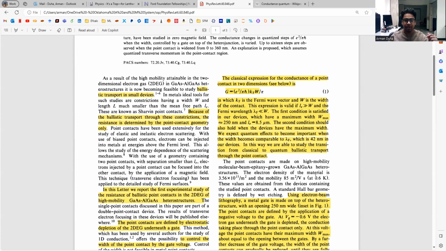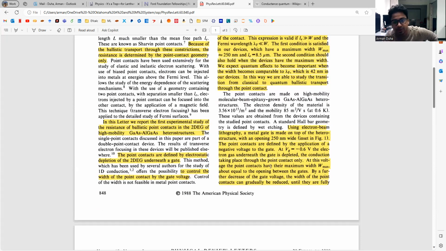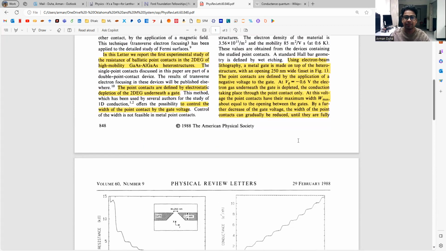We will see that. Now, a little bit about the experimental setup. I'm not going to go into too much detail because I'm not an experimentalist, but the idea of how to control the width of the point contact by changing the gate voltage is very crucial, so that part, at least, I want to go through. They're saying here that using electron beam lithography, a metal gate is made on top of the heterostructure with an opening 250 nanometers wide. So let's look at the figure simultaneously.